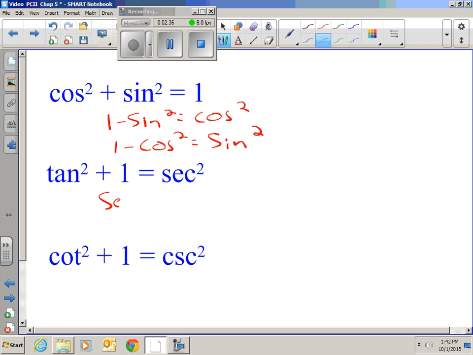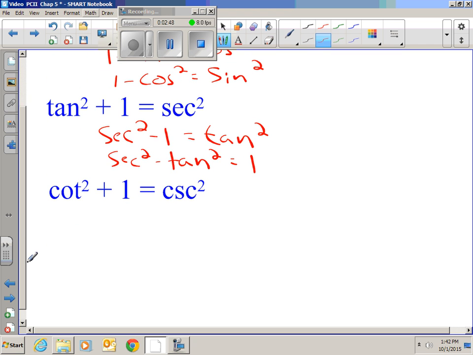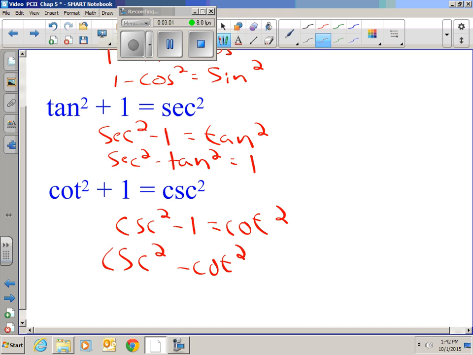The tangent one can be written secant squared minus 1 is equal to tan squared, or secant squared minus tan squared is equal to 1. Lastly, the cotangent one can also be written cosecant squared minus 1 is equal to cotan squared, or if you prefer, cosecant squared minus cotan squared is equal to 1. Okay, so those are the six other versions of these Pythagorean identities. Stop the tape if you need to and get these down into your notes.